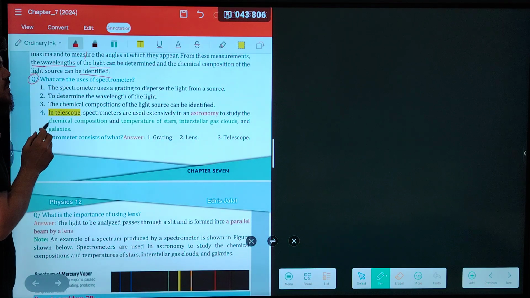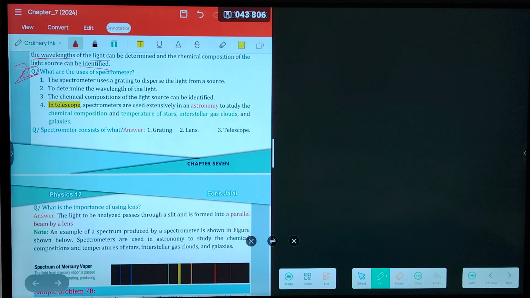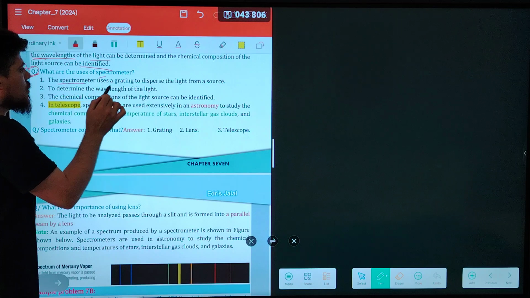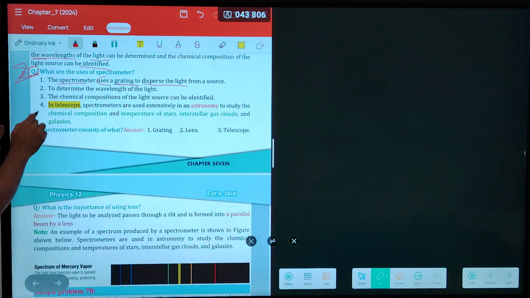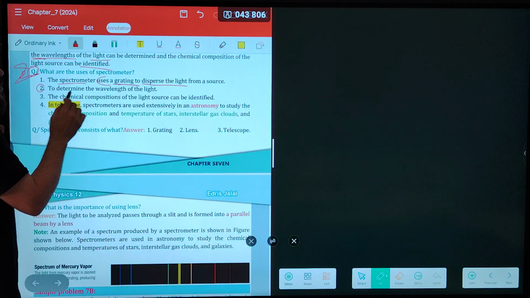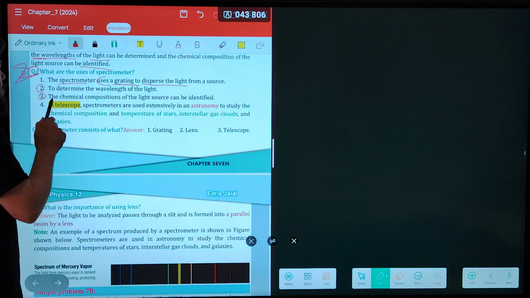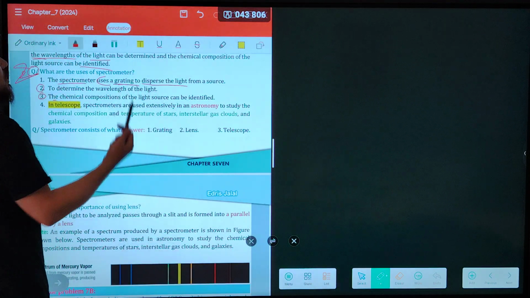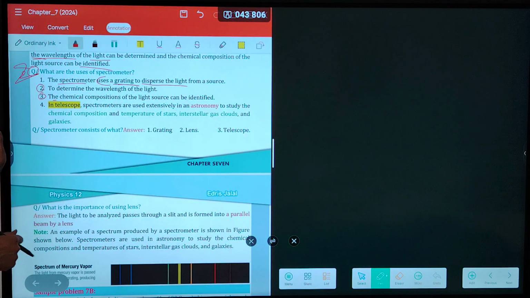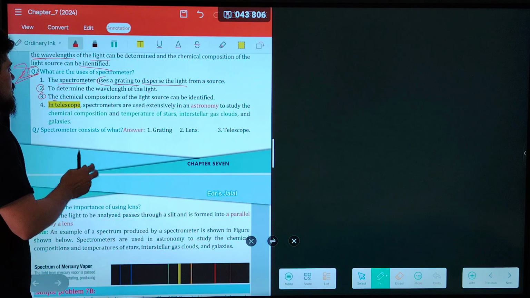The advantages and uses of the spectrometer are very important. Be careful. The first one: the spectrometer uses gratings to disperse the light from a source. The second application of the spectrometer is to determine the wavelength of the light. So one way to determine the wavelength is the spectrometer. The third one: the chemical composition of the light source can be identified by using the spectrometer.